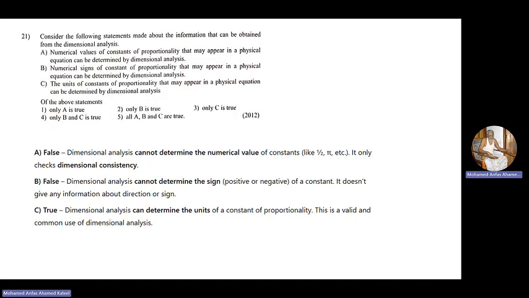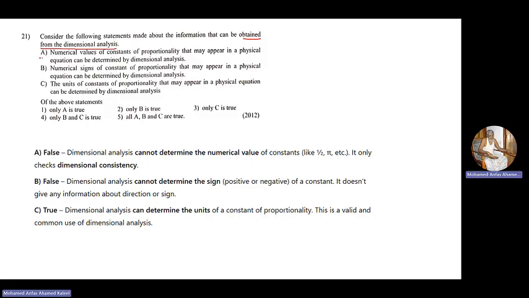Okay, students. Today we are going to discuss another set of past paper questions under units and dimensions of A-level physics. Question number 21 is from past paper 2012. Consider the following statements made about the information that can be obtained from dimensional analysis. Okay, this is the question.